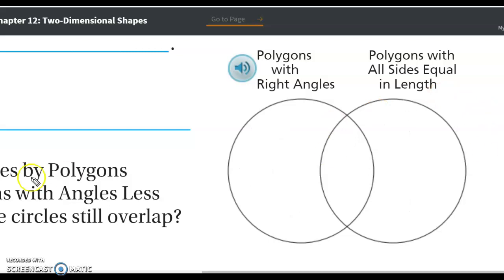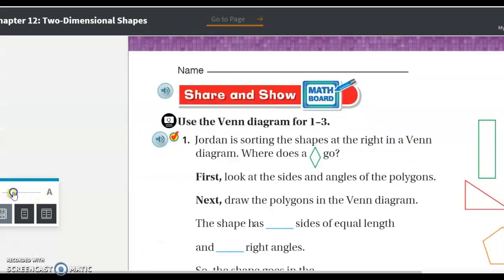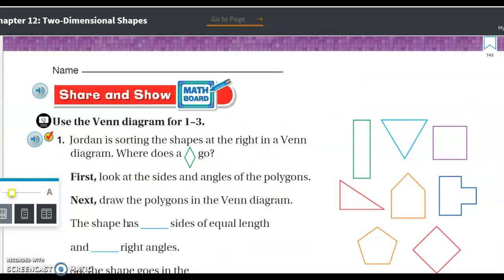I'm going to clear all that. Make my page normal size again. Shrink that up. Oh, not that small. There we go.